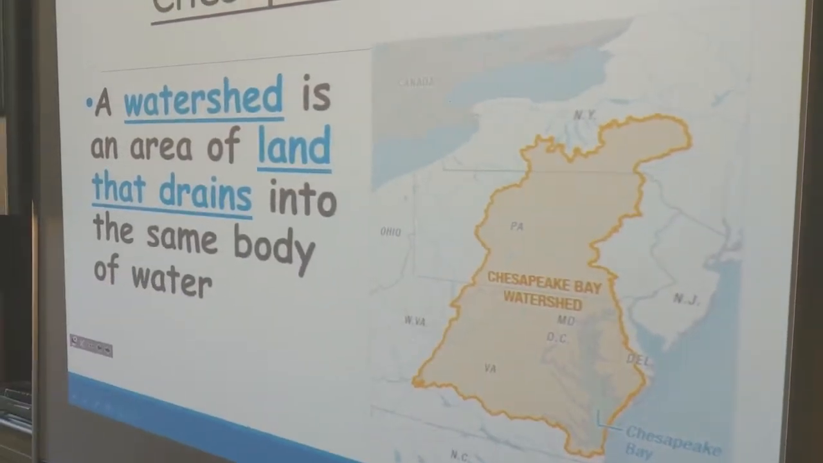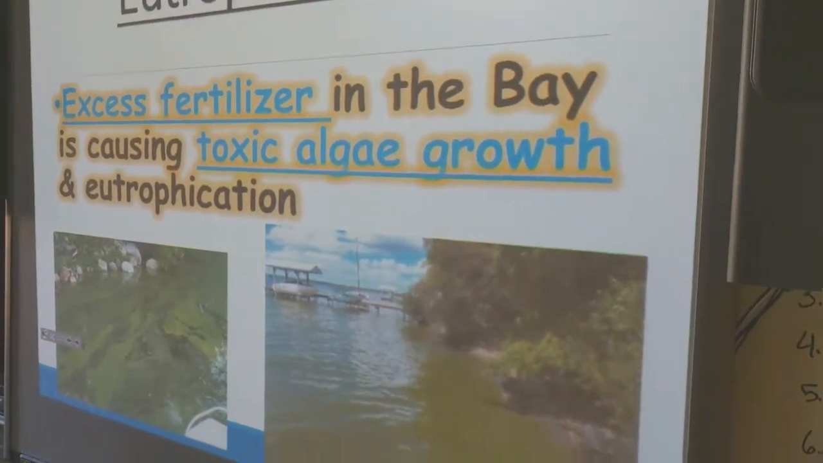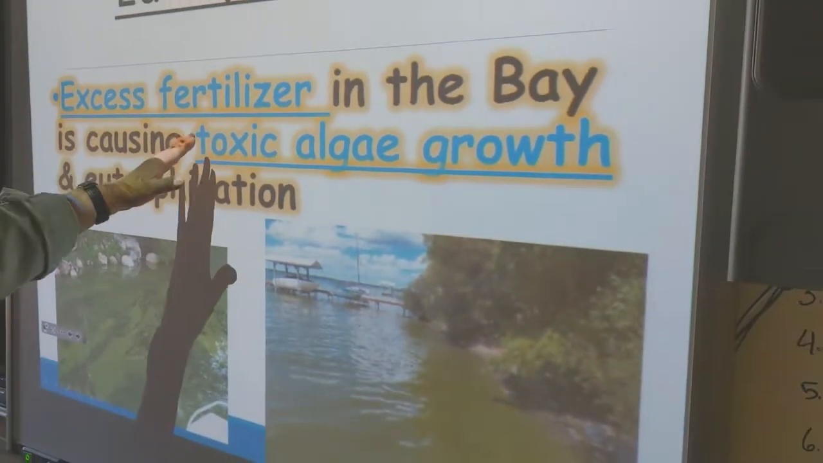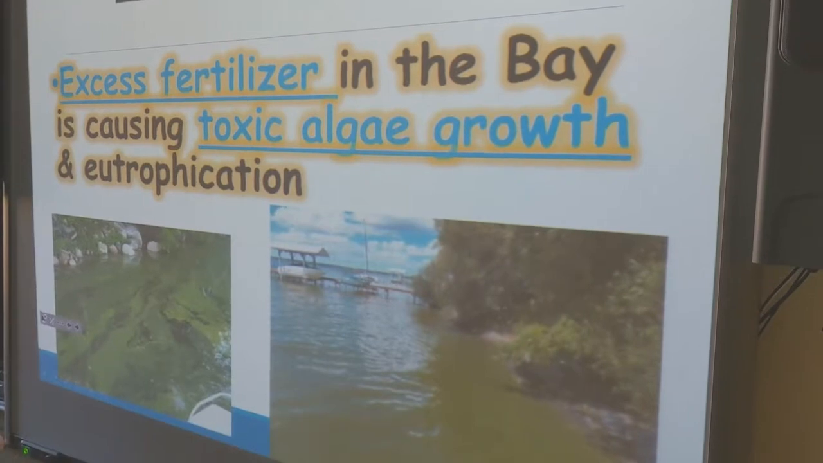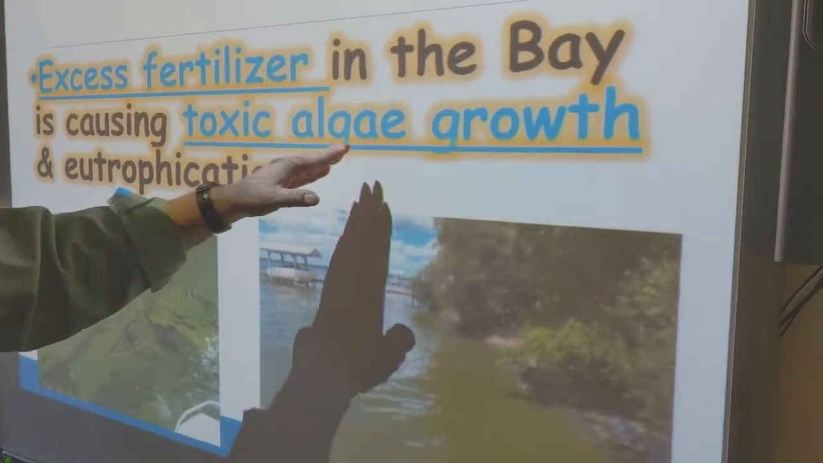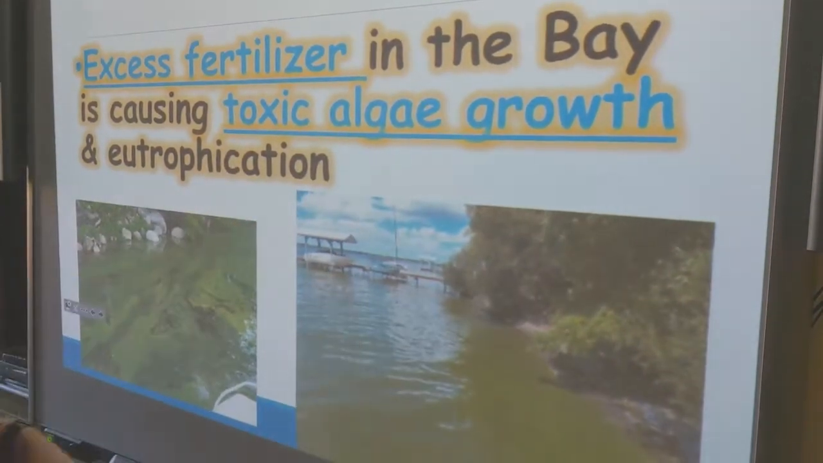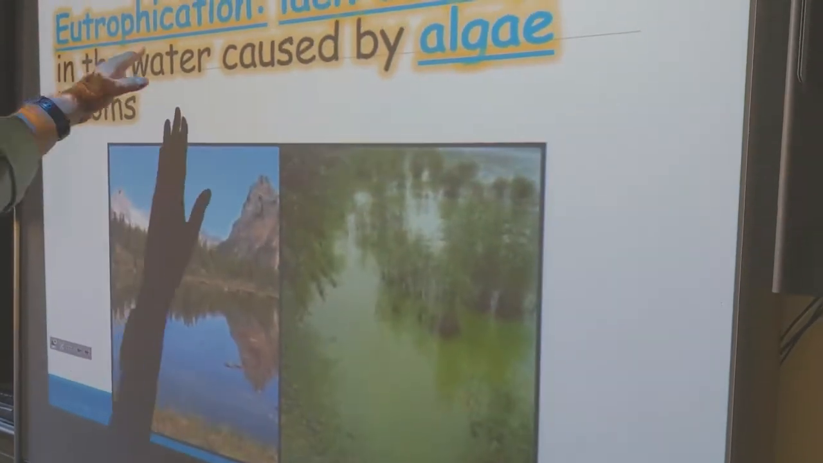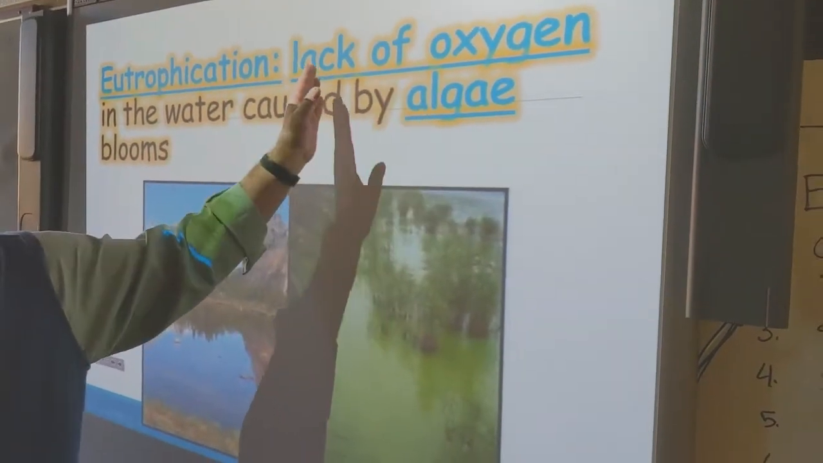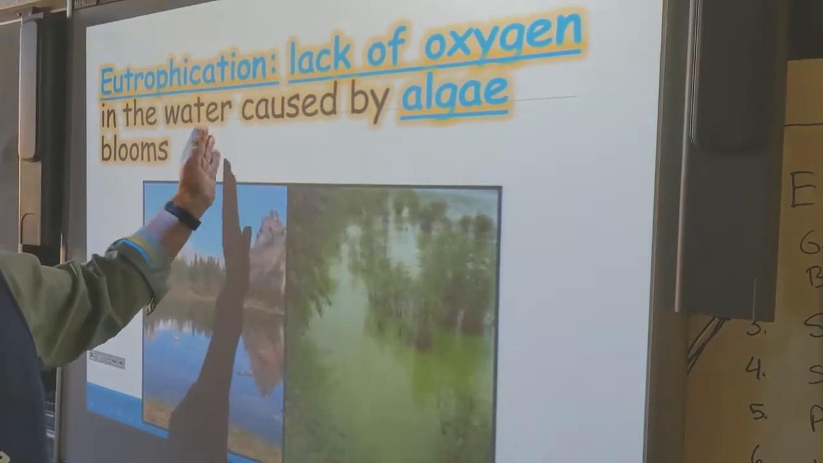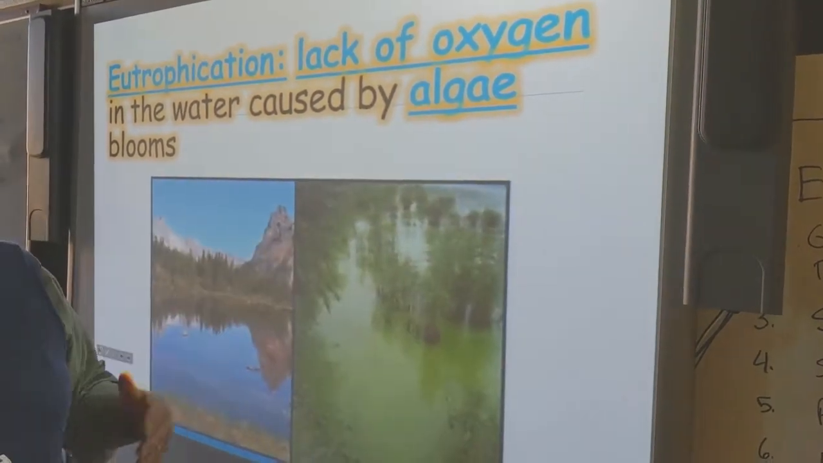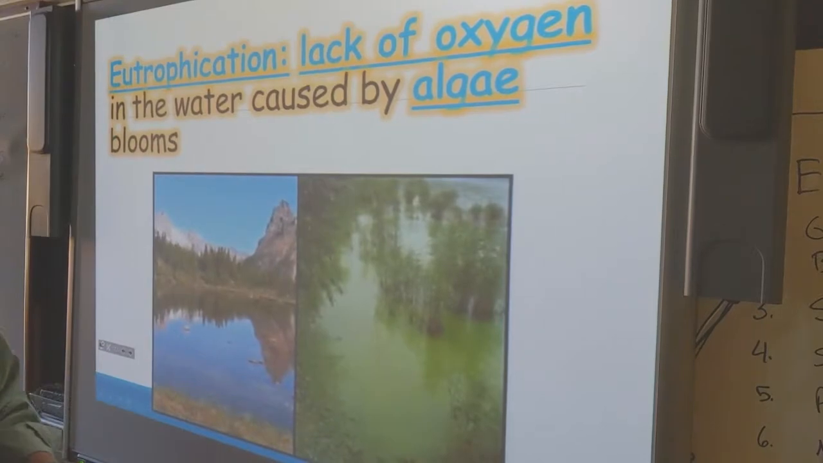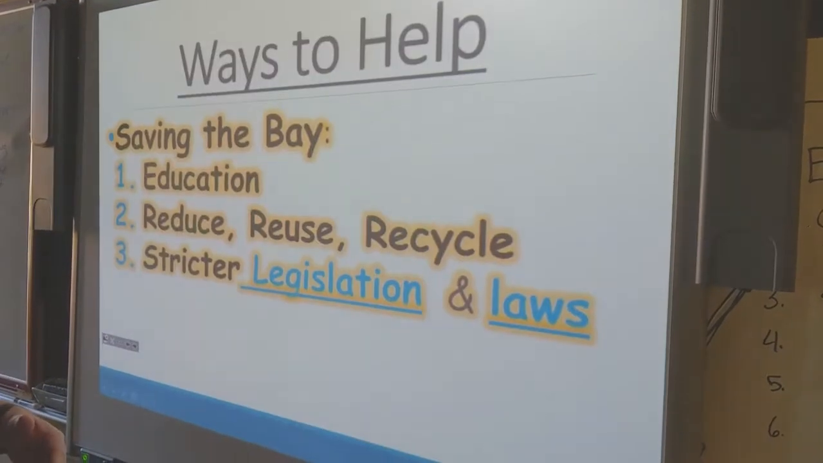You got to know the term watershed. You got to know the term eutrophication. Eutrophication is too much fertilizer in the bay from farmers and landowners, and it makes the algae grow, which becomes toxic in the bay. We call that eutrophication. So basically, the fish need oxygen too. They can't get to the oxygen, so the fish die because there's too much algae. That's eutrophication. It's a big problem in the bay, especially in the summer months.